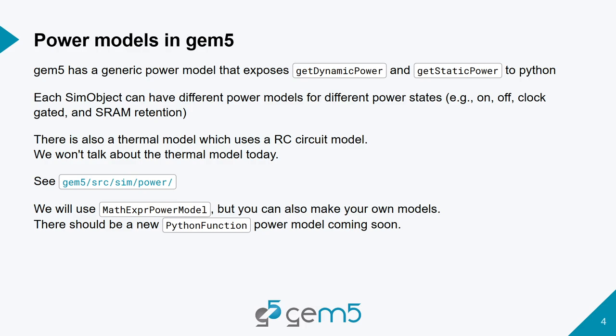gem5 also has a thermal model, which I won't be talking about because I don't know how to use it, but it exists. The thermal model is essentially some kind of RC circuit model for thermals. Like I said, I won't be talking about the thermal model. You can see the details if you go into the gem5 source sim power directory. Today we're going to be looking at the math expression power model, which is relatively easy to use. But you can also extend the power models to make your own kind of power model if you want to do something more complex.